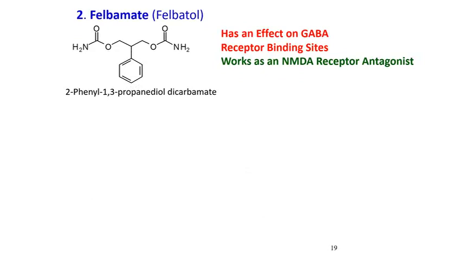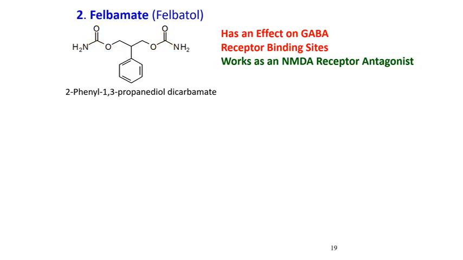Felbamate, which is a dicarbamate structure. Dicarbamate, that's to say it has a carbamic acid residue. Carbamic acid residue. This carbamic acid is involved in bi-ester function with this propane diol, carrying this phenyl ring on its intermediate position carbon. So it is a dicarbamate analog defending its penetration to a blood-brain barrier.